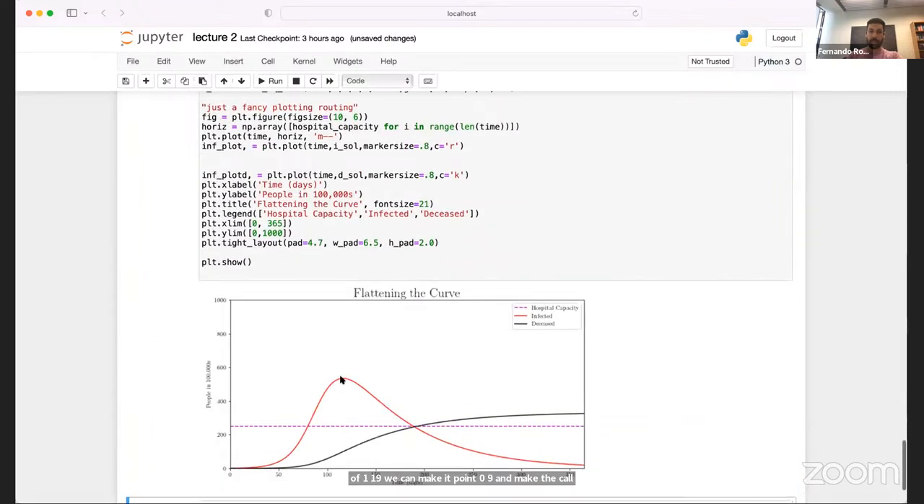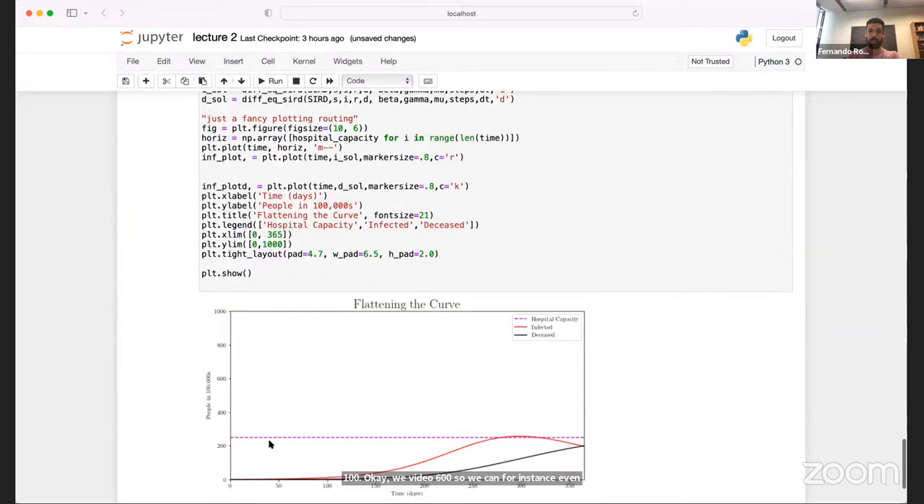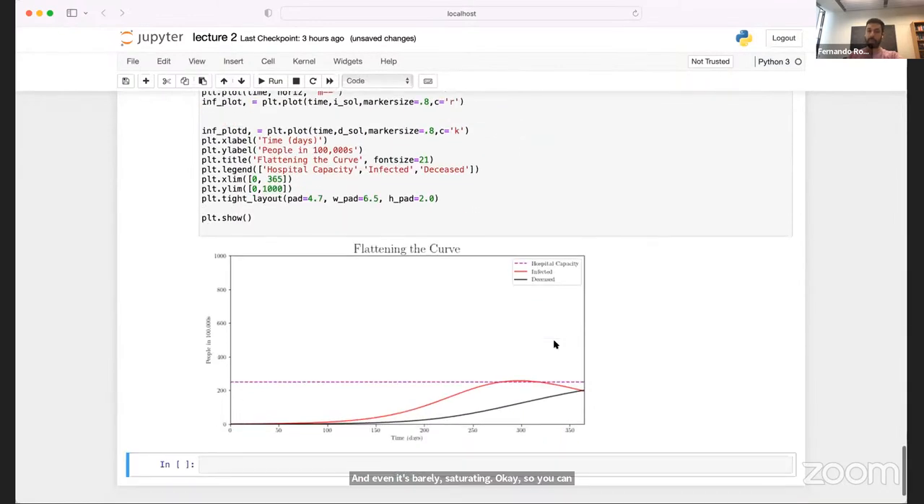And you see how the peak is going down. So now it's at 600, a little bit below 600. So we can, for instance, even further reduce it to 0.4. And you see that now the peak is there, it's later, but also lower, and it's barely saturating the hospital. Okay, so you can play around with these parameters.